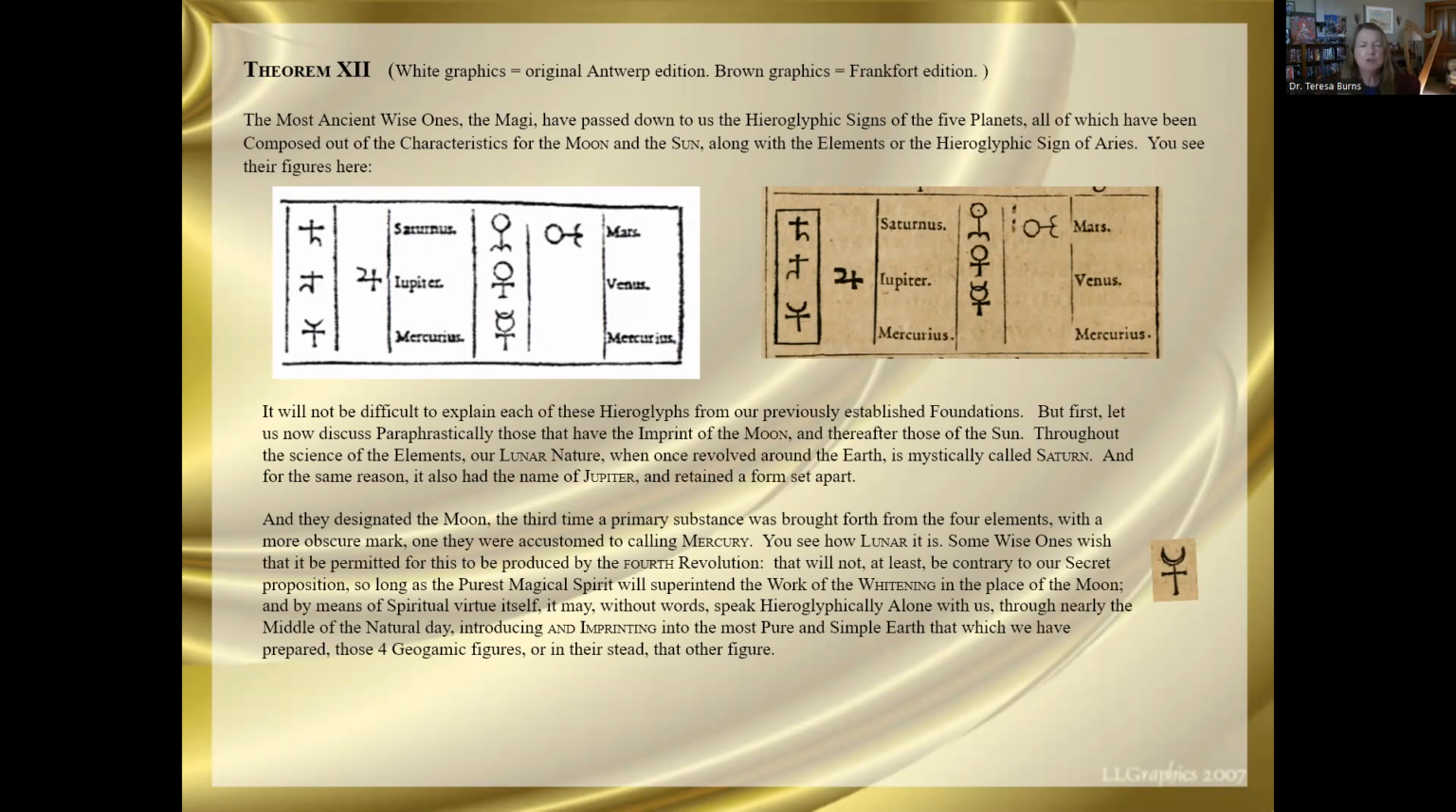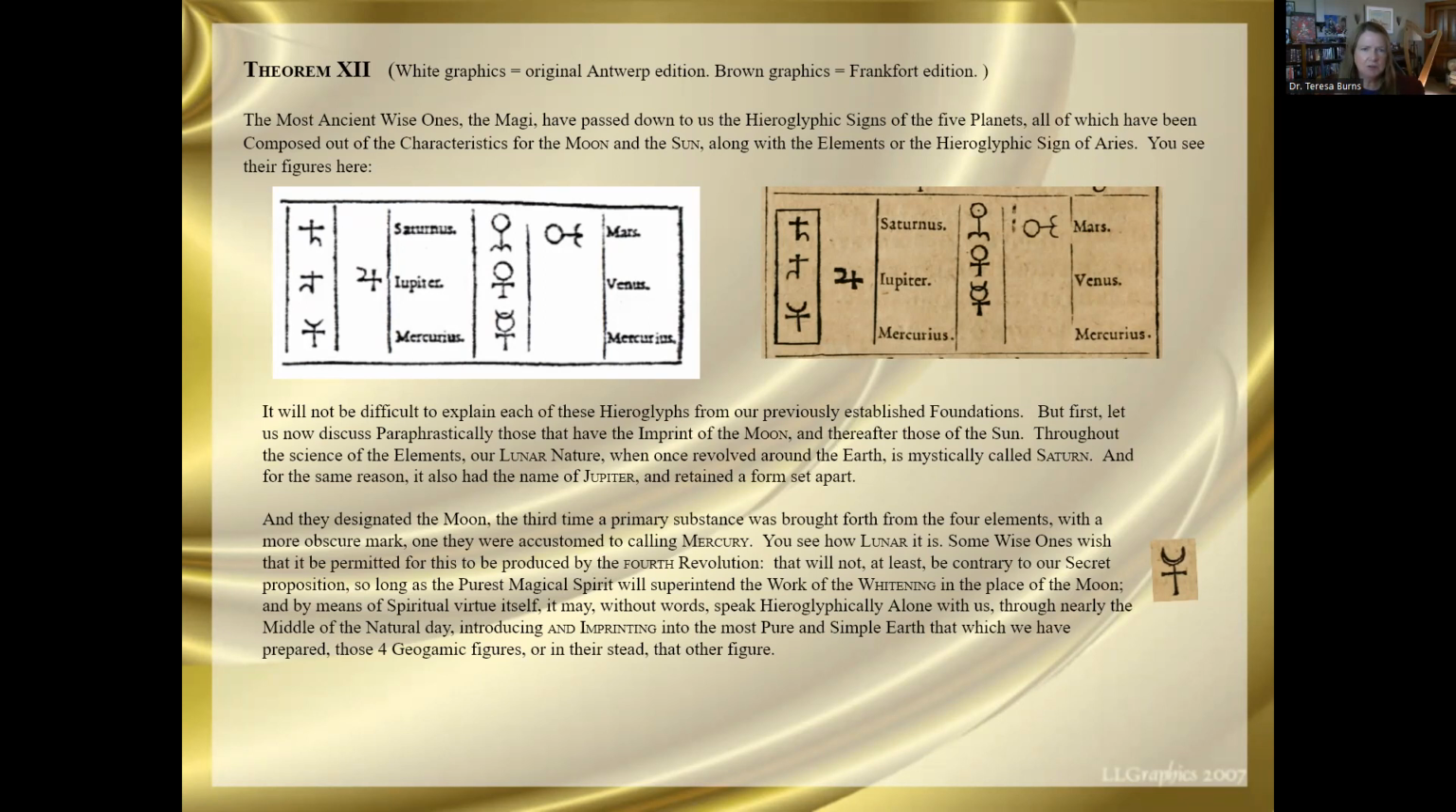He says the most ancient wise ones, the Magi, have passed down to us the hieroglyphic signs of the 5 planets. Oh, aren't there usually 7? Yes, but if you read through here, you'll find out why he's referring to only 5 planets, all of which have been composed out of the characteristics for the moon and sun. Oh, that's it. The moon and sun, the 2 luminaries, are not counted in that 5. So you have the moon and the sun, and the other 5, that's 7. That's your usual classical number of planets.